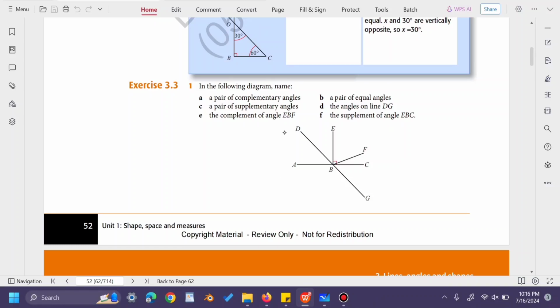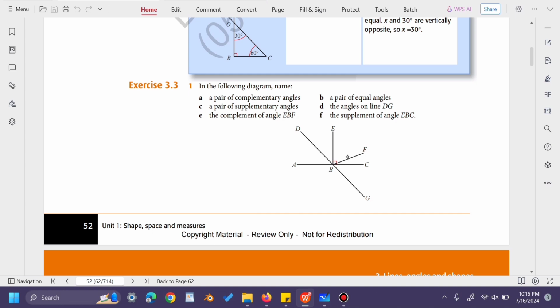In this session, we are going to start with exercise 3.3. We are using the Cambridge IGCSE Mathematics book, second edition by Karen Morrison and Nick Hamshaw. So, in exercise 3.3, question number 1, in the following diagram, name, and this is the diagram which we are going to follow.